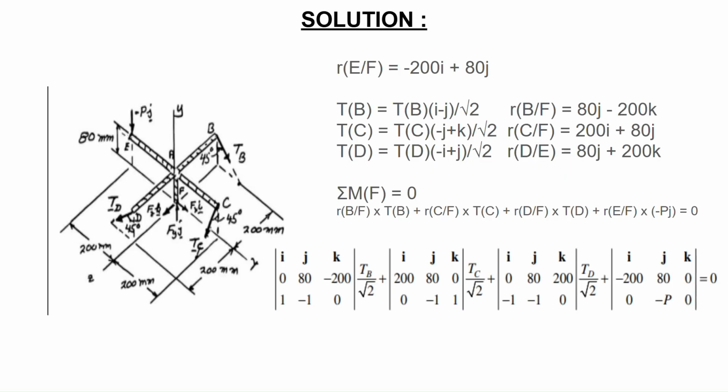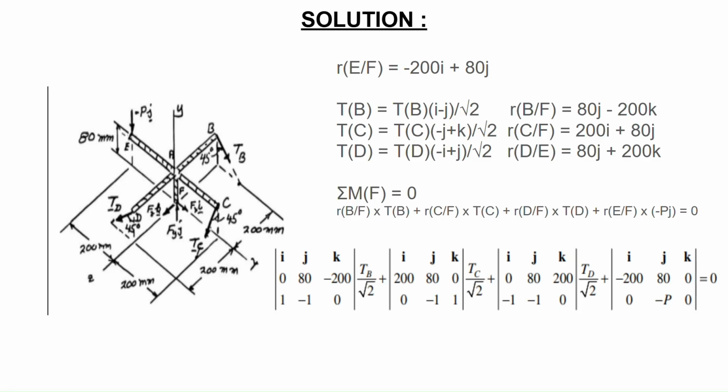Solution. R_EF equals minus 200 i plus 80 j. T_B equals T_B (i minus j) divided by square root 2. R_BF equals 80 j minus 200 k. T_C equals T_C (minus j plus k) divided by square root 2. R_CF equals 200 i plus 80 j. T_D equals T_D (minus i plus j) divided by square root 2. R_DF equals 80 j plus 200 k.